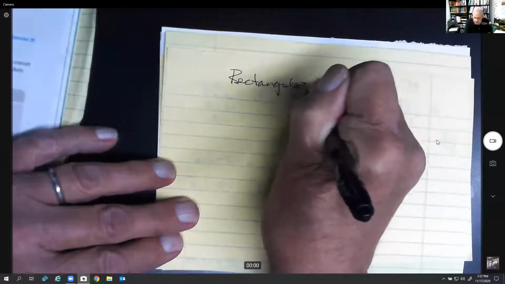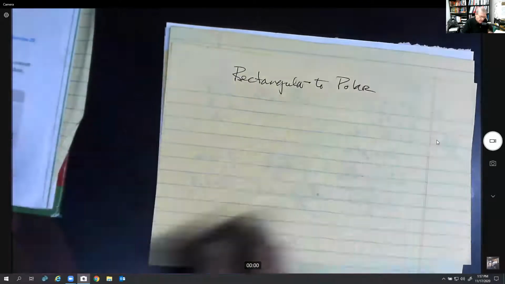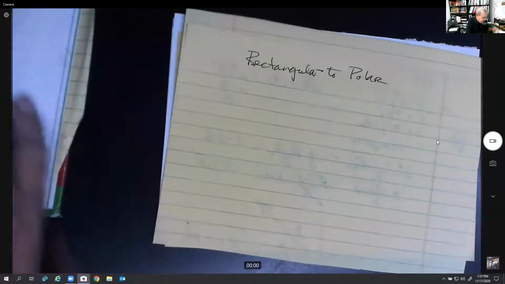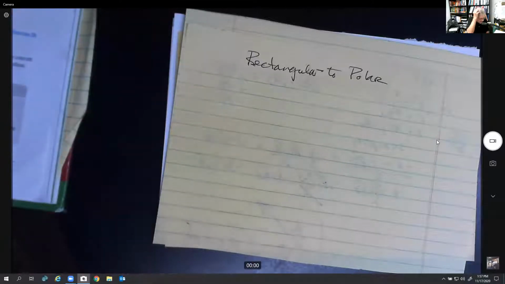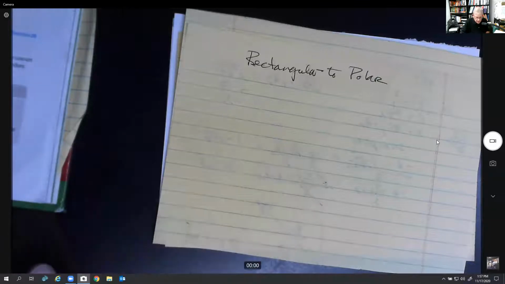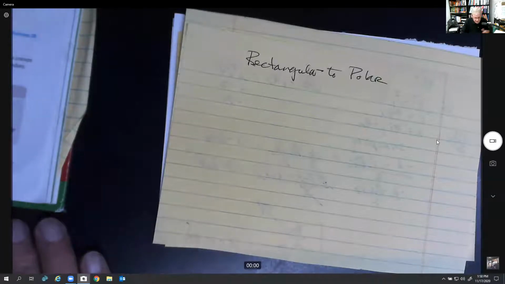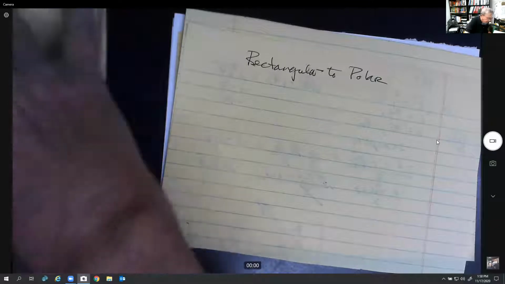Rectangular to polar. So this might be a little bit more difficult to do. Okay, we'll see what we can do. There are some instructions in the book. It says first, sketch the graph of this in rectangular coordinates, then find r by using the Pythagorean theorem, and then find the angle, tangent theta, by using the tangent. Okay, so let's see what they're talking about.